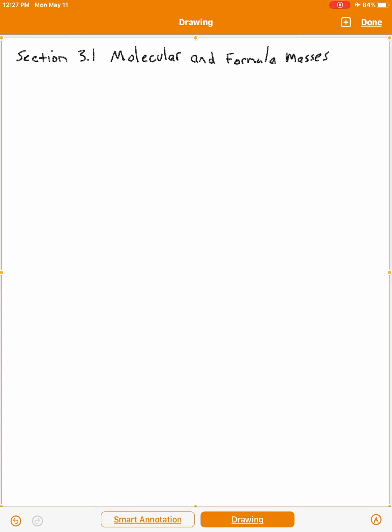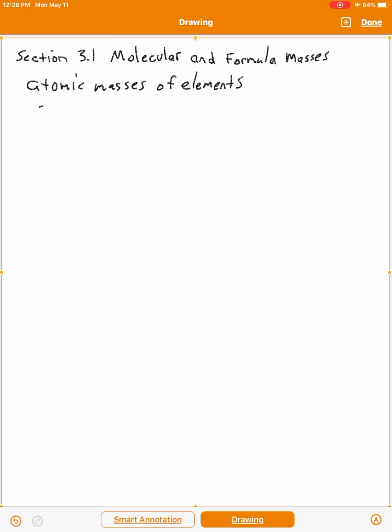Okay, here's a section 3.1 lecture, molecular and formula masses. So we're going to talk in this very short section how to solve a particular type of problem. It's essentially based on the idea that each atom of each element has a mass, and those masses are cataloged in the periodic table. We call them the atomic masses of the elements.